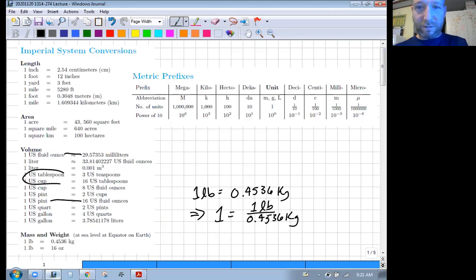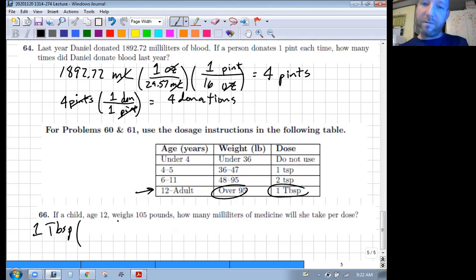Tablespoons to teaspoons. This is frustrating. Okay. Fluid ounces. Let's see. Tablespoons to cups. Cups to fluid ounces, and then fluid ounces to milliliters. All right. We're going to go to cups, to fluid ounces, and then milliliters. So 16 tablespoons make a cup.